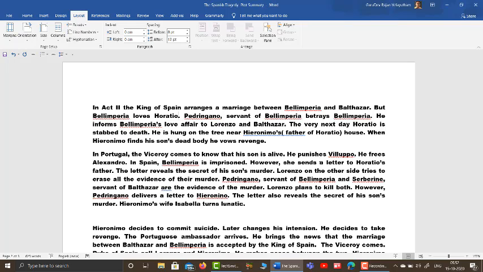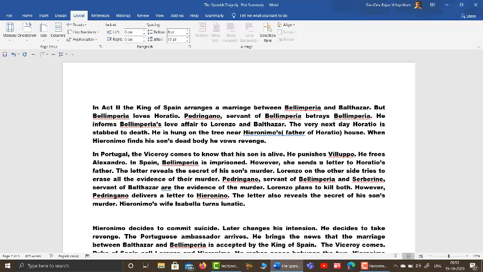When Hieronimo finds his son's dead body, he vows revenge. Hieronimo அவனுடைய மகனுடைய டெட் பாடியை பார்த்தோன்னே மகனுடைய கொலைக்கு பழி வாங்கணும்னு சொல்லி ஒரு சபதம் எடுக்கிறான்.